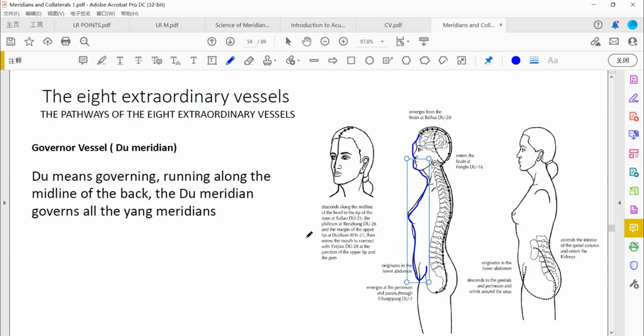And the CV controls all the yin meridians. Some yin meridians, like the liver meridian, go to the head. And the heart yin meridian, right? That's the heart mind.